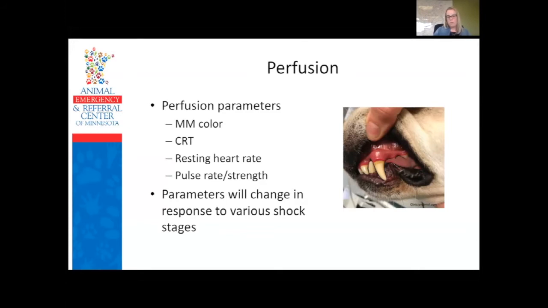It's important that we remember that these parameters are going to change in response to various shock stages. So a patient who presents stable is going to have very different perfusion parameters compared to a patient who's presenting in the later stages of shock. And it's pretty consistent regardless of the underlying cause of the shock in terms of what changes you may see in your perfusion parameters.